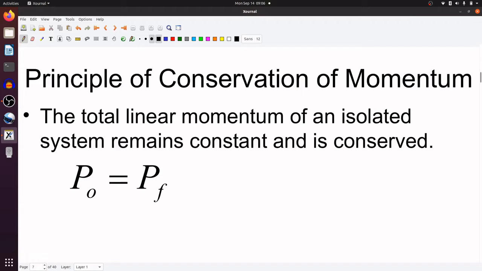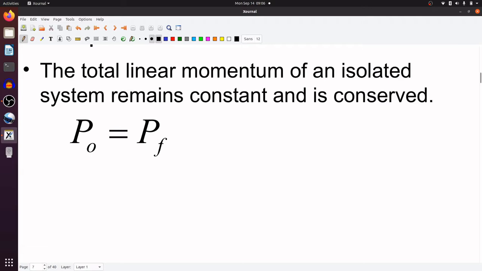Okay, next up is the principle of the conservation of momentum. It's actually the principle of conservation of linear momentum, because there is one for angular momentum we'll get to later. But basically, the total linear momentum of an isolated system remains constant and is conserved. Note that these are capital P's. What this really means is that the sum of all of your initial momentums is equal to the sum of all your final momentums.